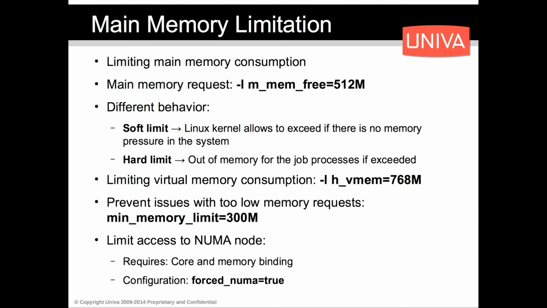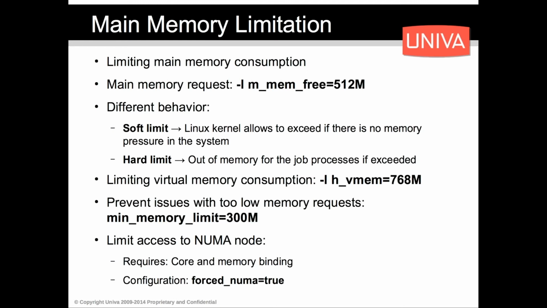Virtual memory limitation can be requested by using the -l h_vmem request. Here in this example, we are requesting 768 megabytes. In order to prevent issues with too low memory requests, so when you are requesting, let's say, just 1 megabyte of main memory, then you would have problems since the shepherd process could not be started up.